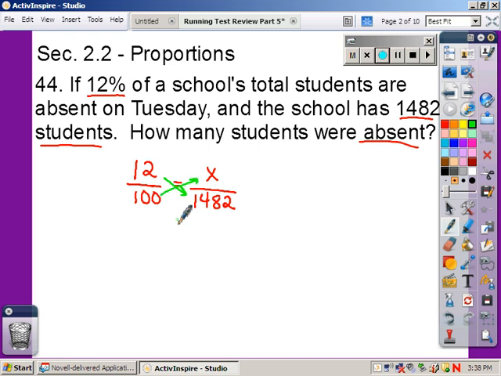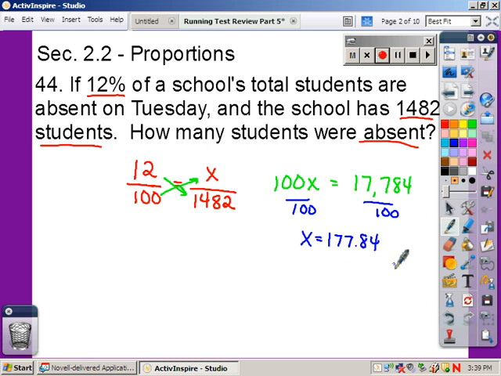Like that, and we end up with 100x. We're going to get a really big number here. 12 times 1482 is 17,784. Then we divide by 100 to get x by itself. That gives us 177.84. The problem with that is that we can't have 0.84 of a student, so the most we can get is 177 as the best possible answer.